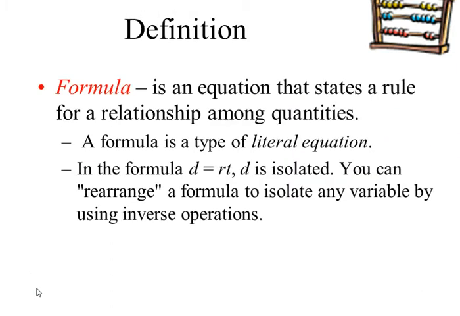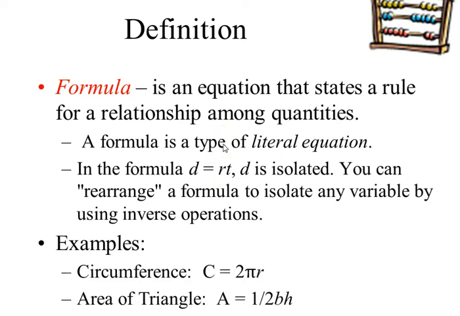Okay, so here is our second definition for today. We have formula. Again, we have all used them. We have a formula sheet, so we've seen them. A formula is an equation that states a relationship among quantities. So a formula again is a type of literal equation because we are dealing with variables. In this case here we have the distance formula as an example, where the distance is equal to the rate times the time, where D is already isolated, but we can always rearrange this formula so that we can solve for R and we can solve for T.